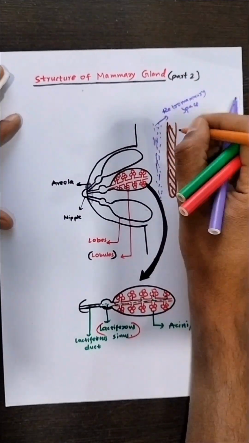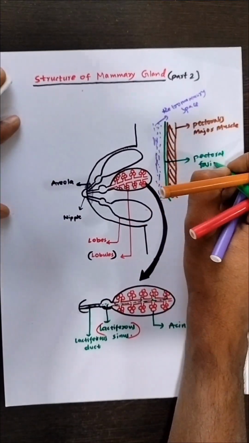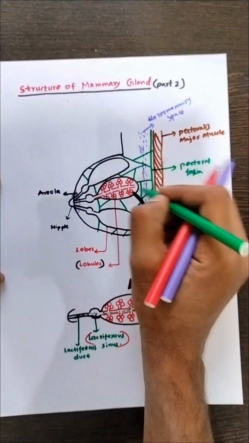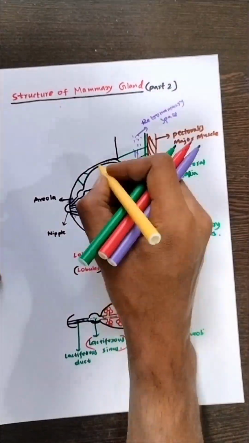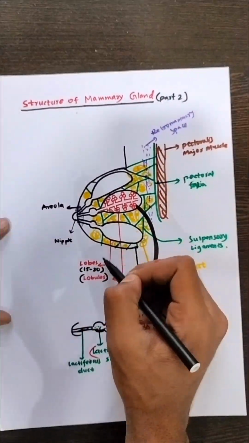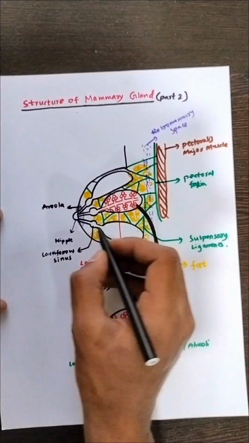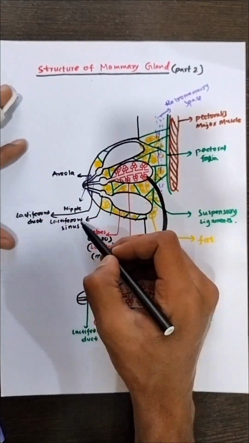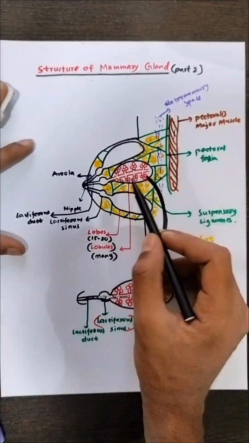Behind that is the pectoral fascia and pectoral muscle, which is enclosed by this fascia, and we have suspensory ligaments which hold the lobes in position, and you can see the stroma, the fat, which is the most abundant. In the breast there are 15 to 20 lobes, and there are many lobules, and you can see the same number of lactiferous sinuses and lactiferous ducts. So the summary is: draw two lines and a C and a small c, and you can see the lactiferous ducts, lactiferous sinus and lobes, the lobules in the lobes, the suspensory ligaments holding the lobes, and the fat which is present.